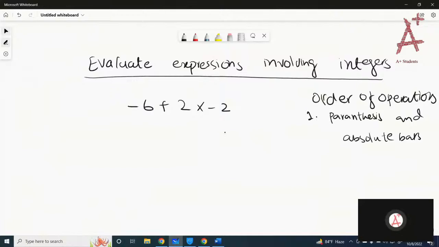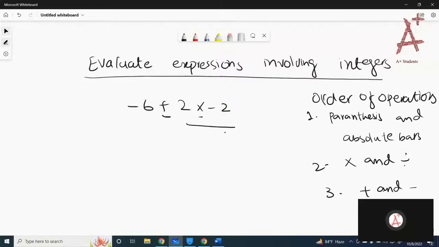Then you have to solve multiplication and division, and the last step is addition and subtraction. Got it? That's the order of operations. If you have parentheses and absolute bars, solve them first. Then multiplication and division, and then addition and subtraction. So for this one, you have an addition and a multiplication. Multiplication has higher priority, so you first multiply.